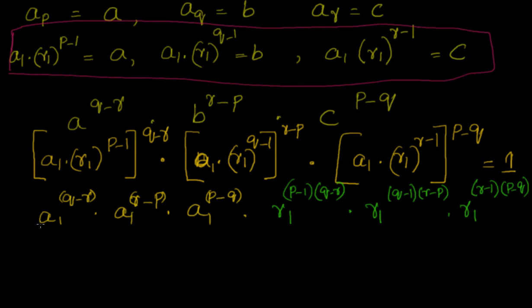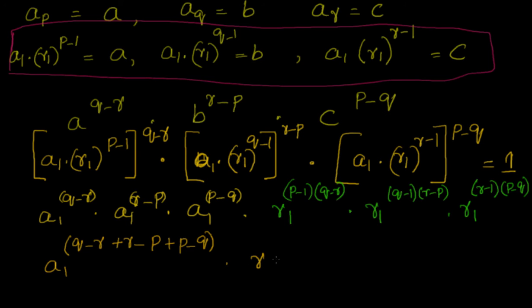Now, you can see that the base is the same, so you can add all your exponents. So what will it become now? a to the power of m into a to the power of n is nothing but a to the power of m plus n. So I can write it as q minus r plus r minus p plus p minus q. That will become a to the power of 0, which is 1.